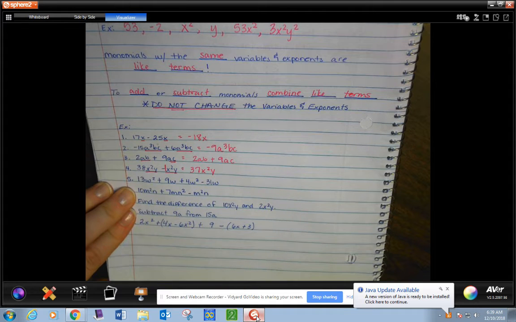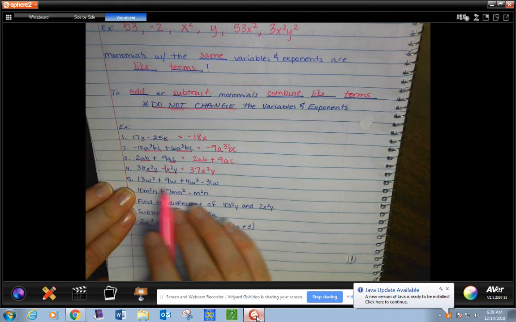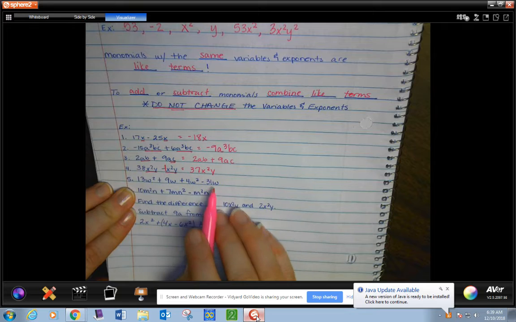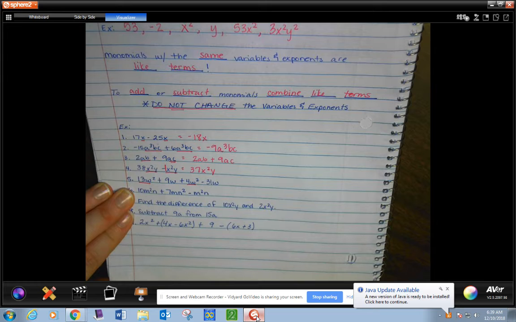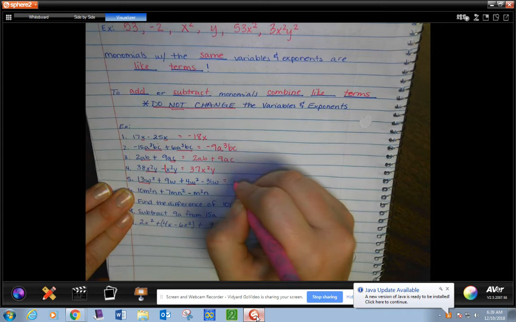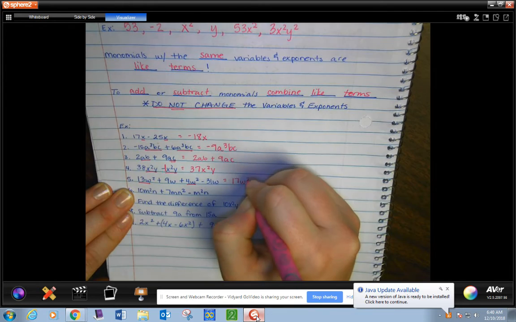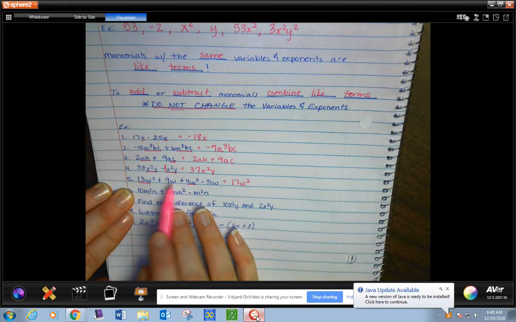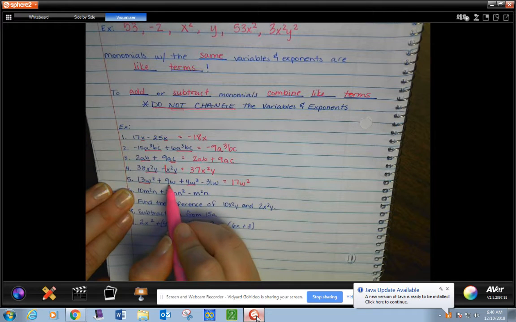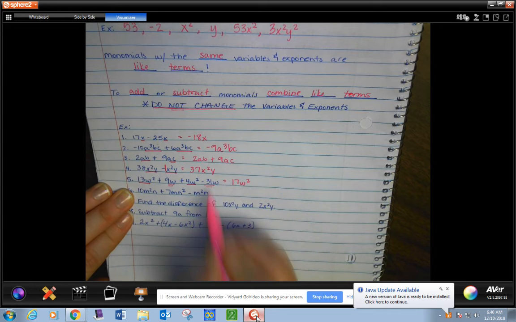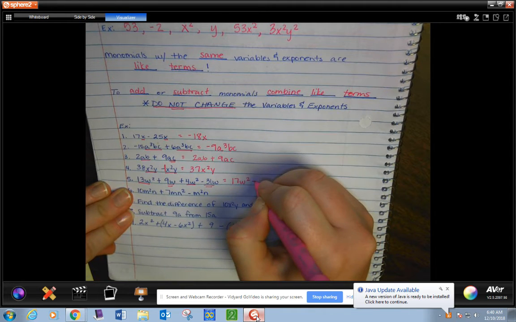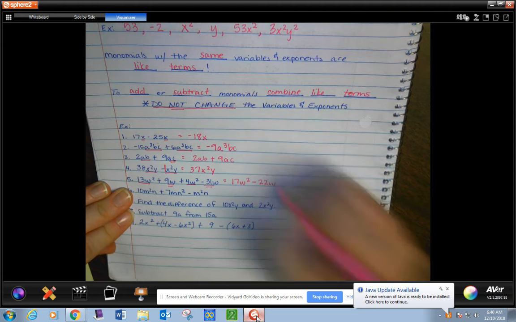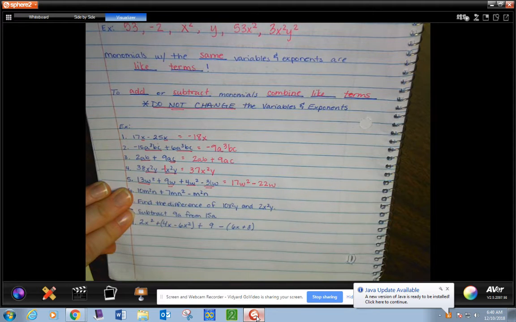Okay, moving to example 5, I have 13w squared plus 9w plus 4w squared minus 31w. I'm going to start with my w squareds. I have a 13 and a 4. 13 plus 4 is 17w squared. The reason I didn't put the w's with the w squared is because you have to have like exponents. So a 9w and a negative 31w go together. So you're doing 9 plus negative 31, which is negative 22w. And you do not change it to a squared. You have to leave it as w.